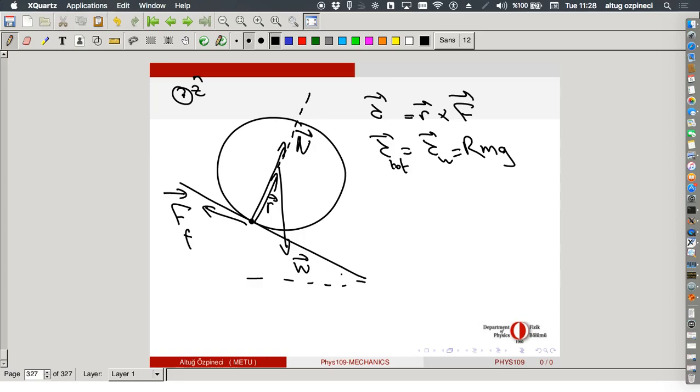Now let's see, this angle over here is theta. Let's do a bit of geometry. If that angle over there is theta, then this angle over here is also theta. This angle also is theta.